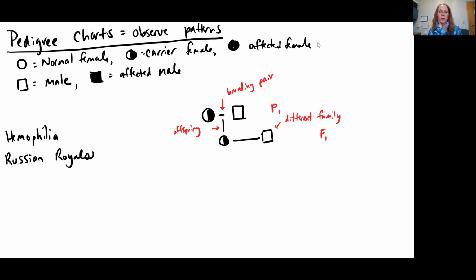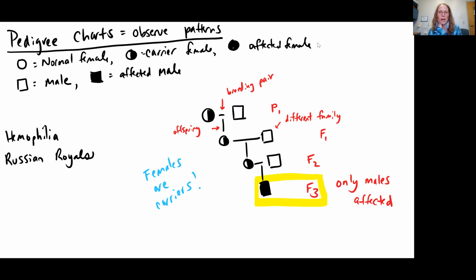And then we see they're producing a carrier daughter who is going to cross with a man from another family. And they also produce a carrier female. So now we're in the F2 generation, and we see in the F3 generation that we get an affected son, so a hemophiliac son showing up here. Notice that all of the females are carriers. None of them are affected by hemophilia here, but we do see the pattern where the males are affected.